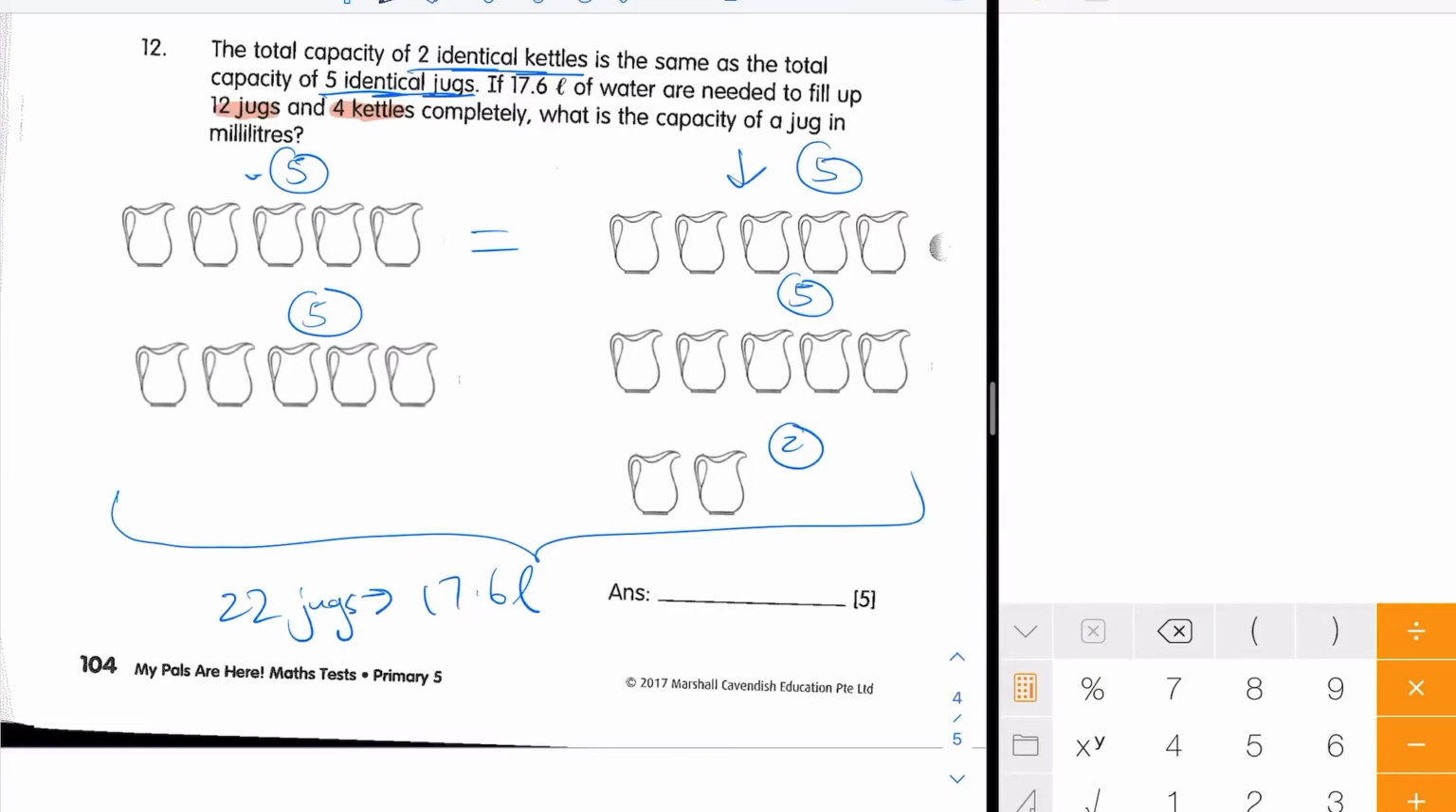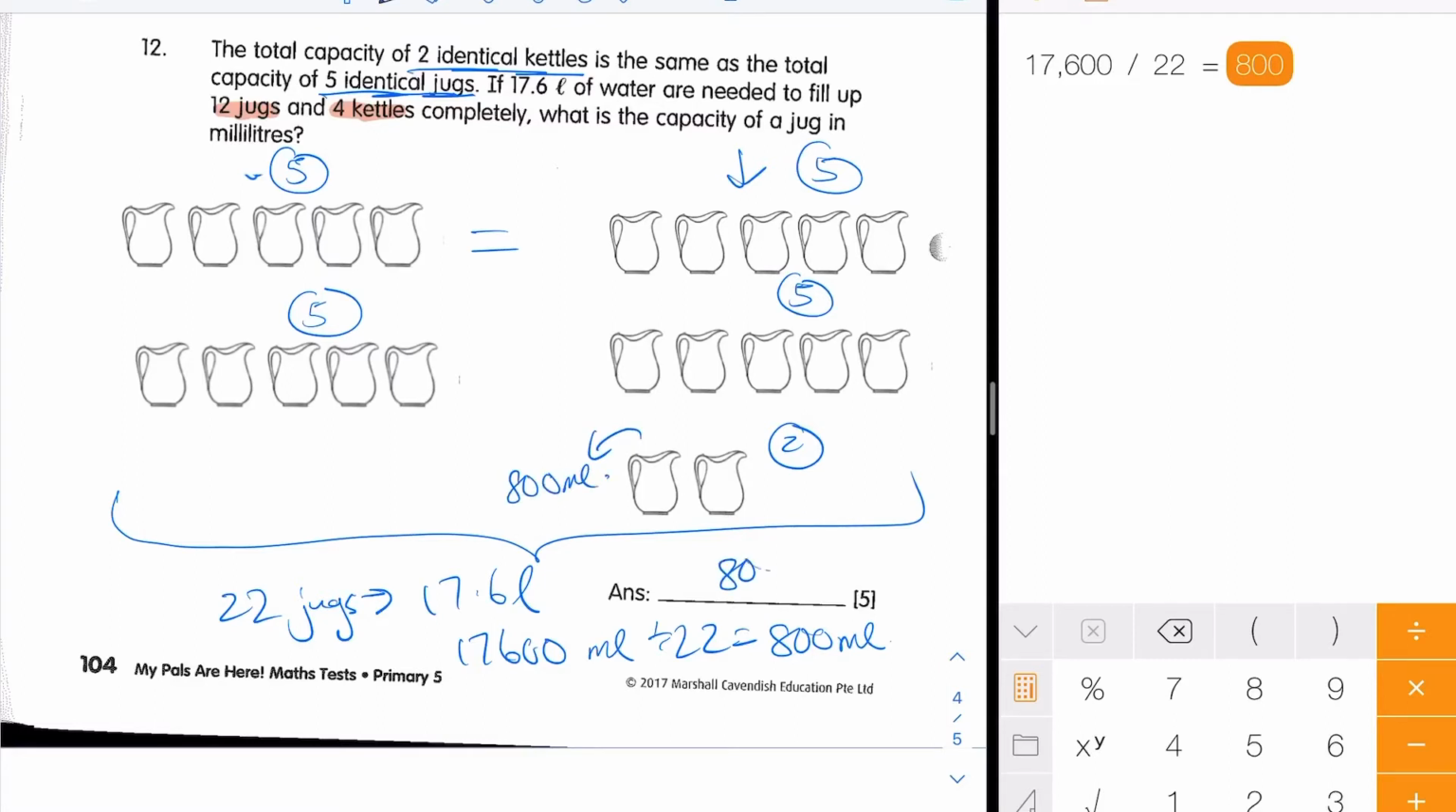So to find the capacity of 1 jug, we are going to take 17,600 milliliters divided by 22. So 17,600 divided by 22 will give you 800 milliliters. So 1 jug, the volume is 800 milliliters. Okay, quite an interesting question.